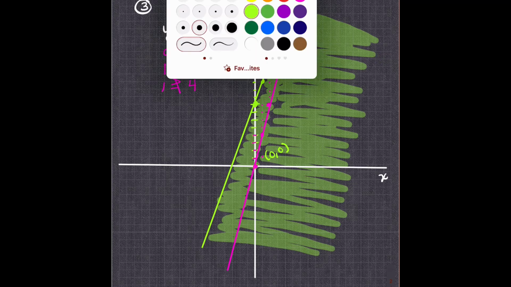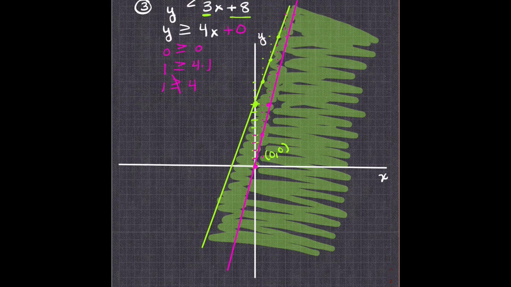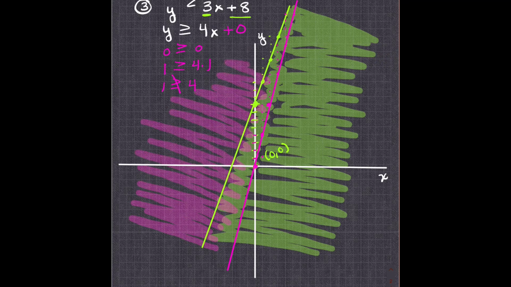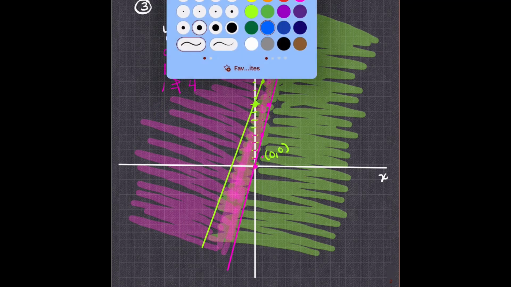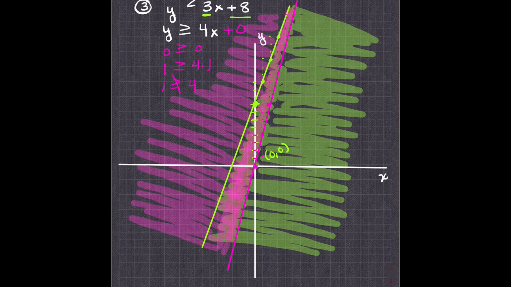So let's grab some color here. And I would be coloring out here, and all the way up to the line here. We can see where the two areas are going to overlap, and that's going to be where my solutions are, right between these two lines, like this.